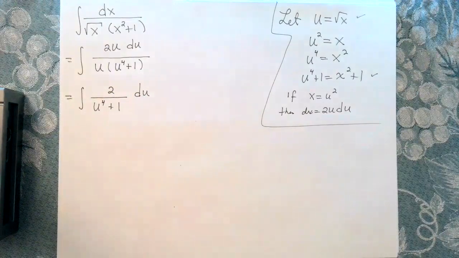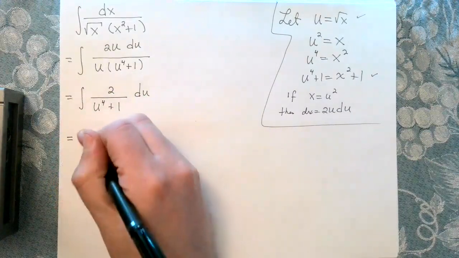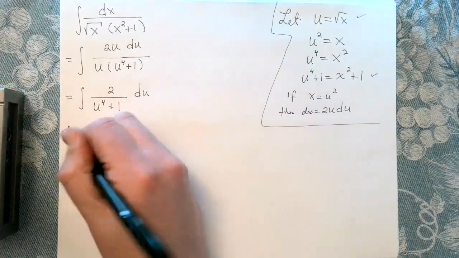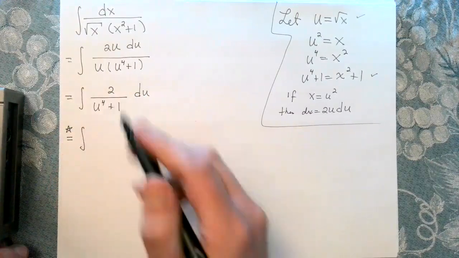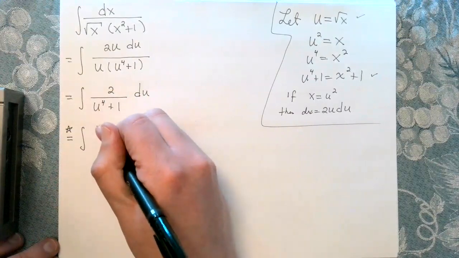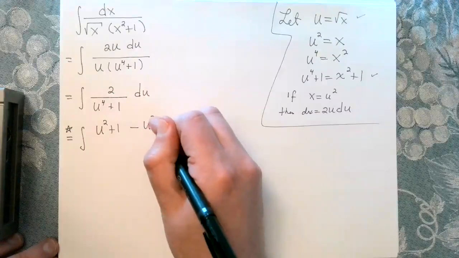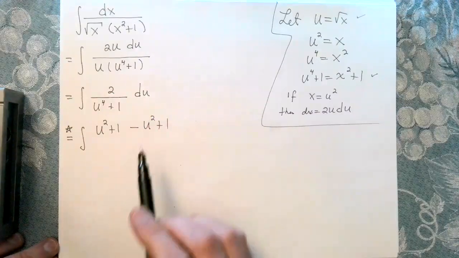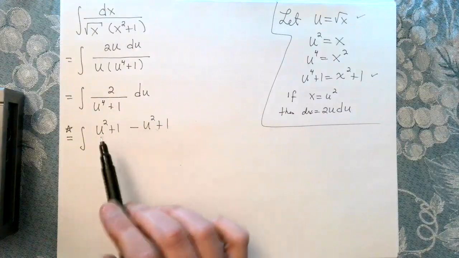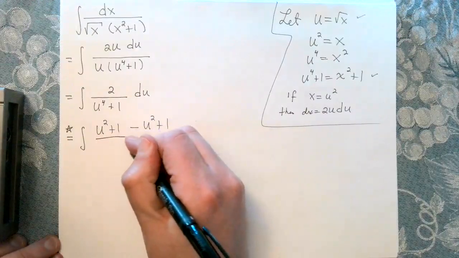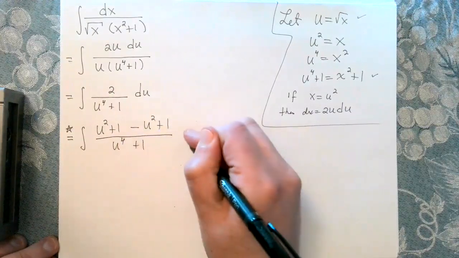This is where we're going to start being clever because there's not much we can do at this point. So I'm going to star this. So we're being clever here. We're going to think of 2 as 1 plus 1. So in that way, we can write this as u squared plus 1 minus u squared plus 1. The u squares will cancel. That's 0. 1 plus 1 is 2. So I've done nothing illegal. And we're going to see in a little bit that that'll be very useful for our substitution.